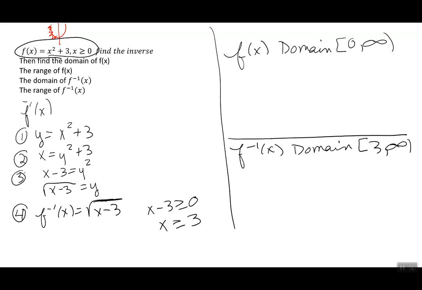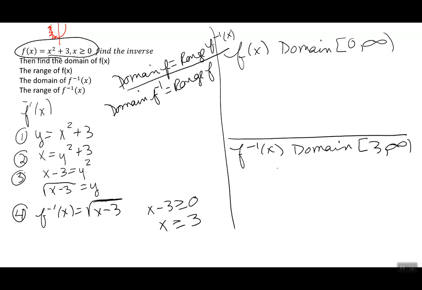The best part is how they switch. The domain of f equals the range of f inverse. And the domain of f inverse is the range of f. So it's kind of like we got a BOGO. We got a little two for one here. So once I know the domain of f, I can write that in as the range of f inverse. And now I know the domain of f inverse, so that's my range of f.